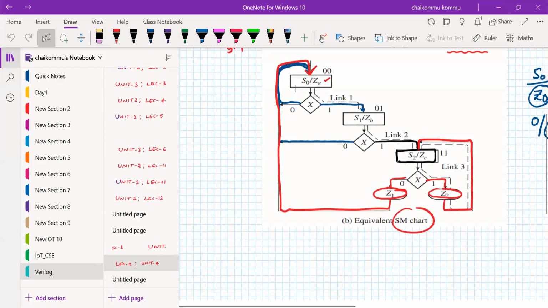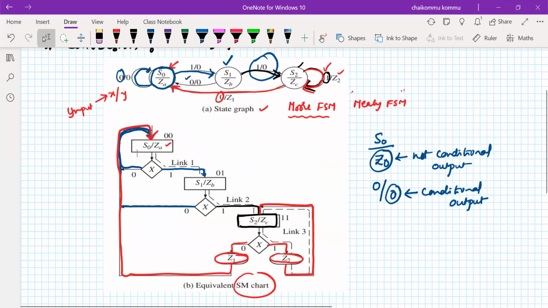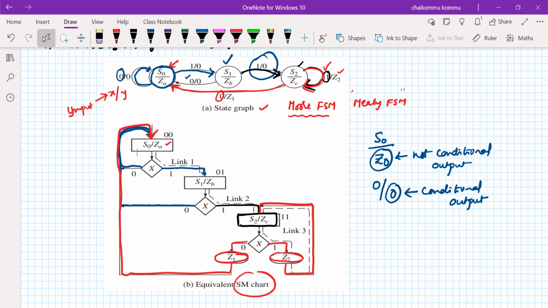Fine. I hope you can understand. Once we have a state diagram in hand, it is possible to convert it into a state machine chart. Some additional things you can also see here: 00, 01, 11, for example. This is called state assignment.